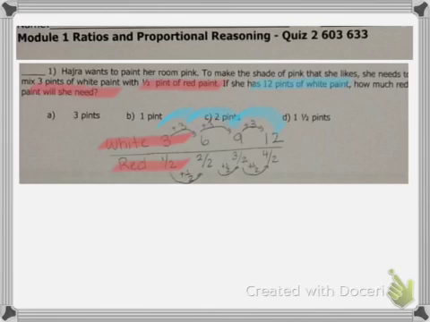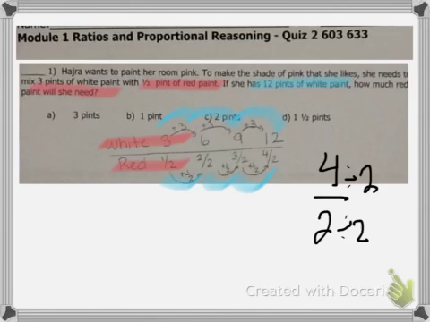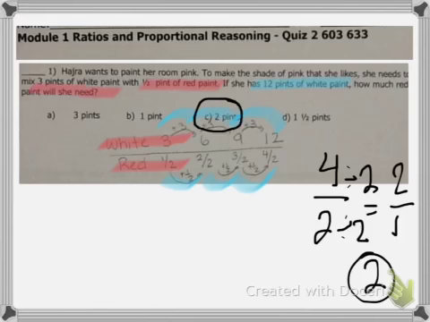Now we need to figure out how much red paint she'll need. Again, if we continue the pattern of adding a half on the bottom for the red, that becomes 2 halves. Add another half, it becomes 3 halves. And add another half, it becomes 4 halves. 4 halves is not in our solution, but I know that I can divide 4 and 2 by 2 to reduce it. So it becomes 2 over 1, which is the same as 2. So it's choice C. She'll need 2 pints.